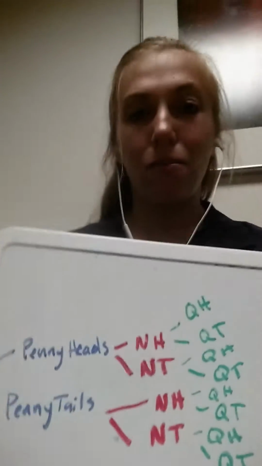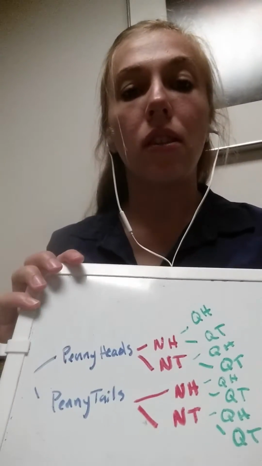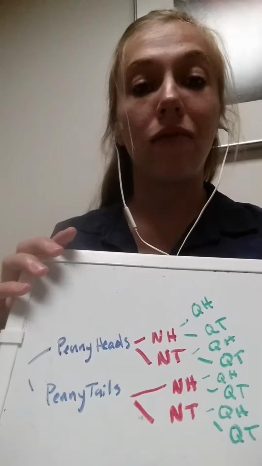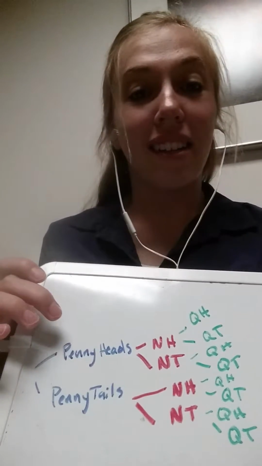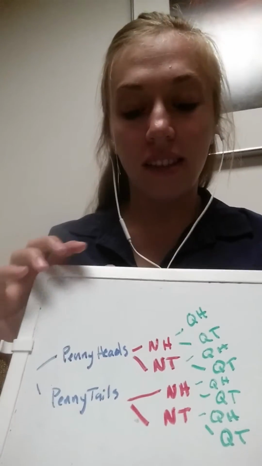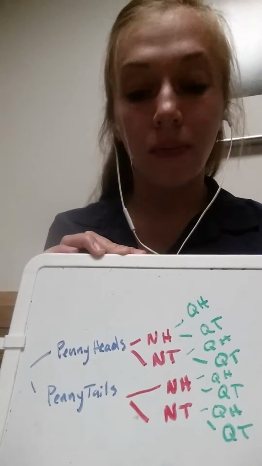So this is my possibility tree. First off, I start with the penny. I have two options with the penny. I can flip it and get heads, or I can flip it and get tails. Next, I can flip my nickel at the same time with my penny.